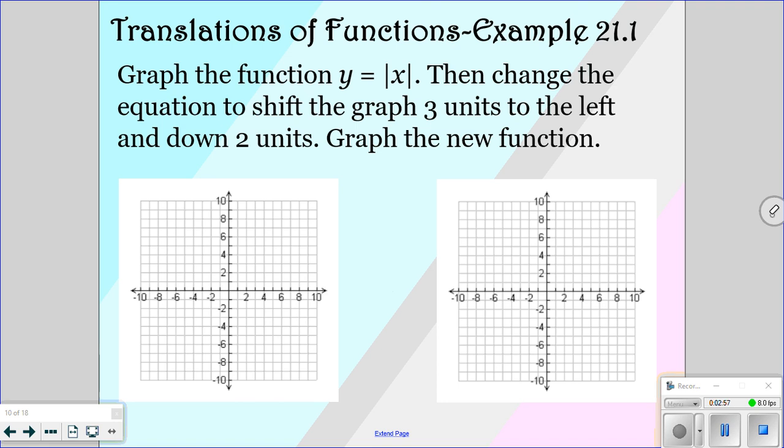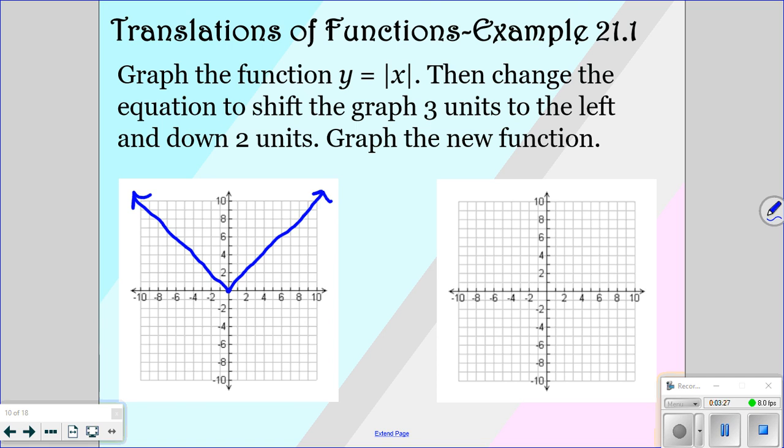So we want to graph the function y = |x|. So absolute values are your V's. So the absolute value of 0 is 0. The absolute value of 1 would be 1. And that should be a straight line. It's not exactly straight, but you should get the idea of it. Okay, so that would be the absolute value of x.